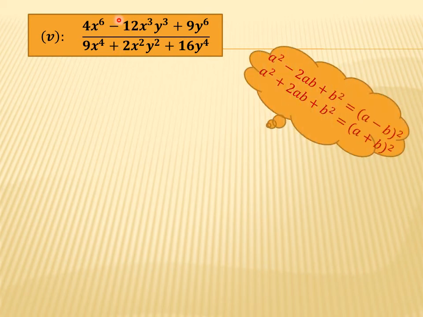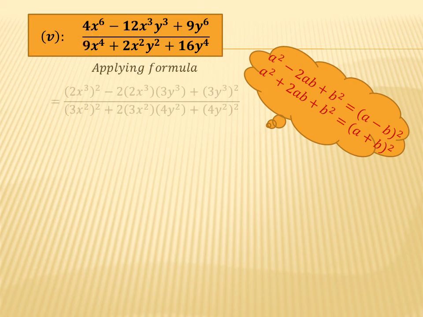As we have plus and minus both, both the formulas will be applied here, a minus b whole square and a plus b whole square. As I told you, x^6 will become the square of x cube. So applying the formula, the first term will become 2x cube whole square and the last term will become 3y cube whole square. So what is a now? a is 2x cube and b is 3y cube. So in the middle I have written 2 into 2x cube into 3y cube.